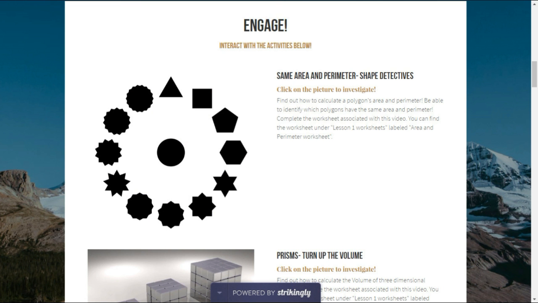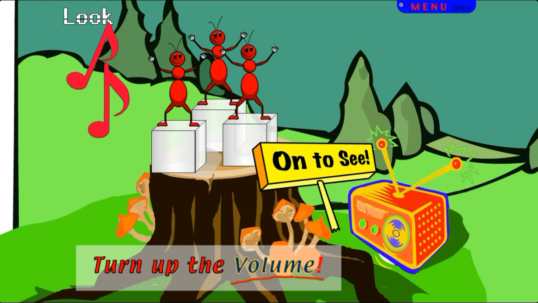Scrolling down to the next page, you will see 2 interactive online activities. These engage students because now they are not only learning the topic, but understanding how to apply it.